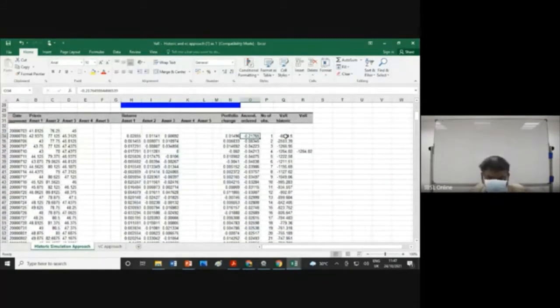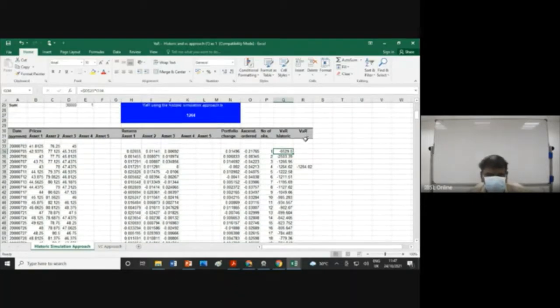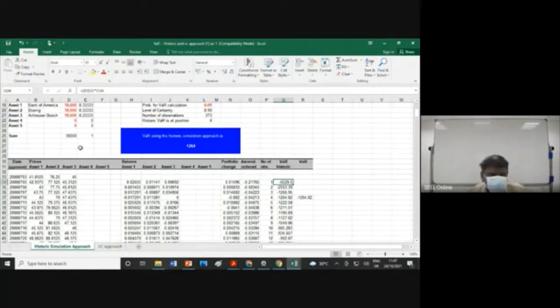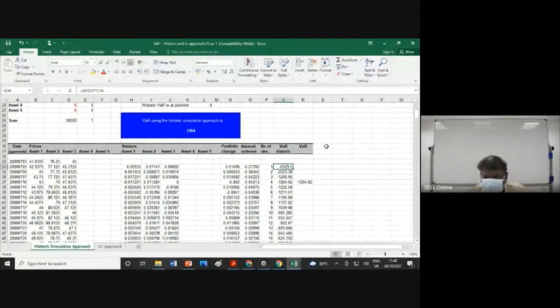Now compute the value. Here is the return percentage, now the value. Compute the value. That is 30,000 multiplied by the return. 30,000 is the total investment value. Multiply by the return. You should get the worst case daily loss.